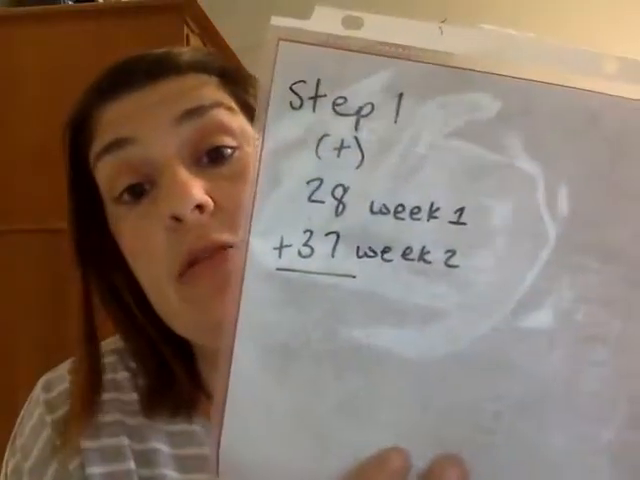The first week they sold 28 tickets. And the second week they sold 37 tickets. So I need to know how many tickets they sold. Right? Okay, so that means I'm going to do 28 for the first week plus 37 for the second week. And I'm going to add those two numbers together to get my total.